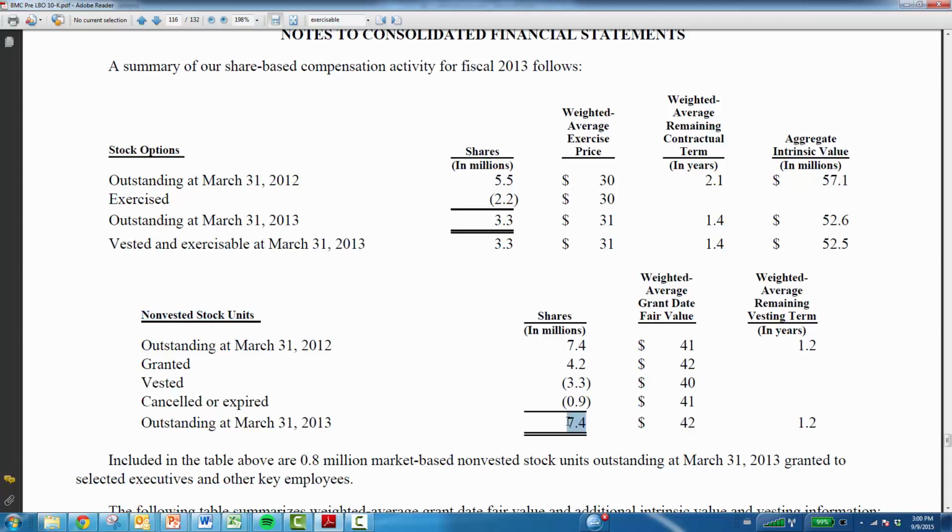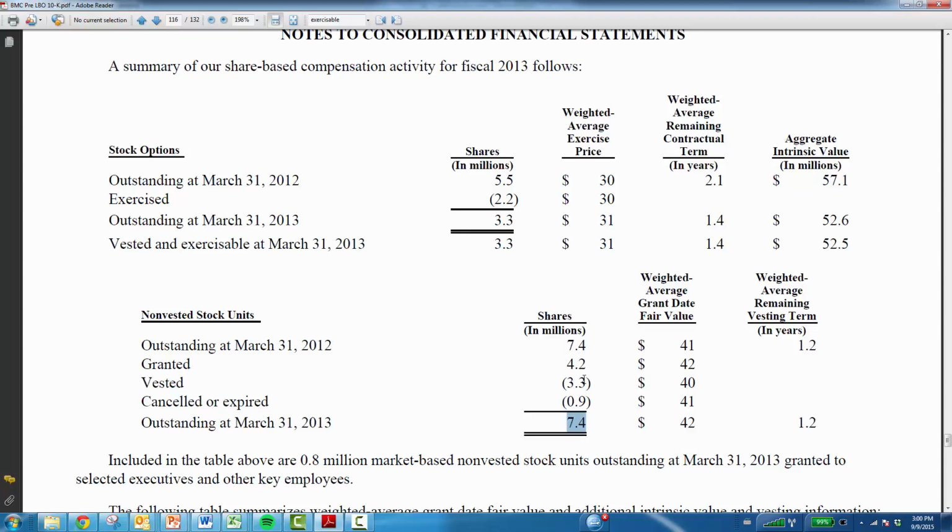And BMC is no different, as is increasingly the case for a lot of companies. Restricted stock is becoming the favored or more common way to incentivize employees over stock options, and that's the case here. The company has 7.4 million outstanding non-vested stock units. They're not using the exact word restricted stock, they're calling it non-vested stock units. 7.4 million outstanding during the period.